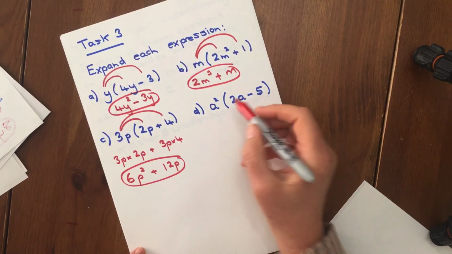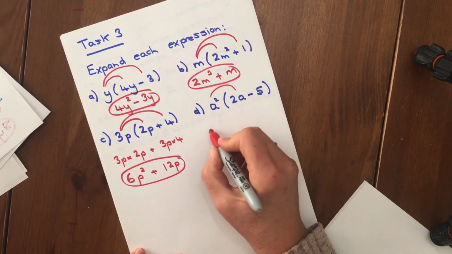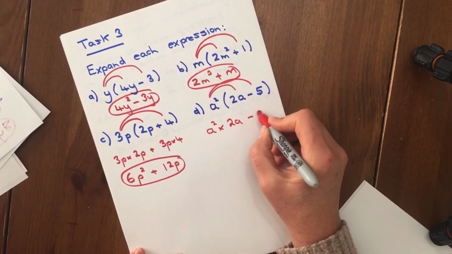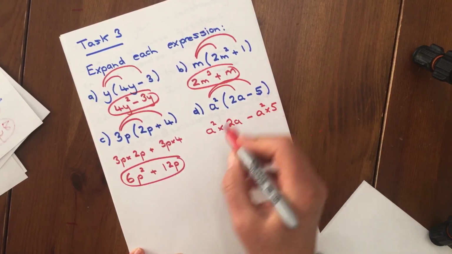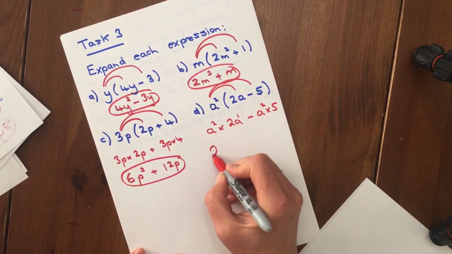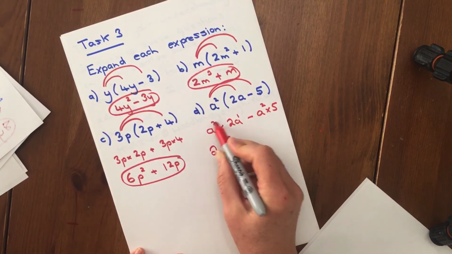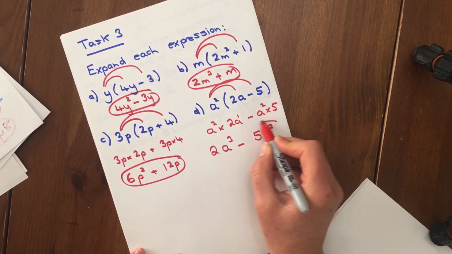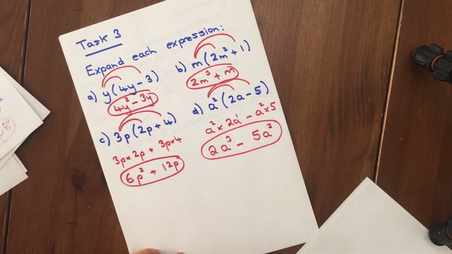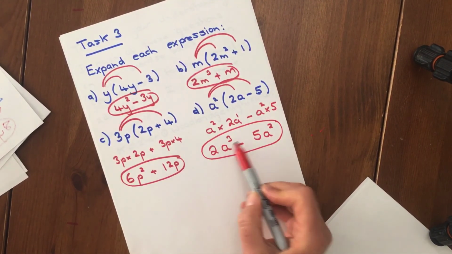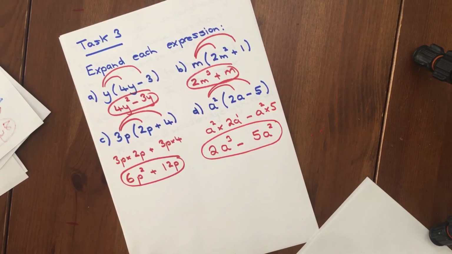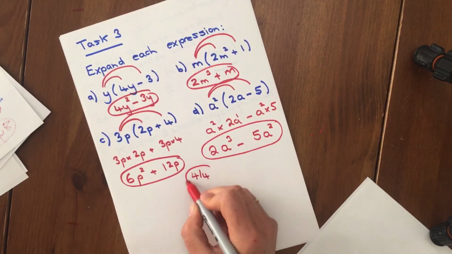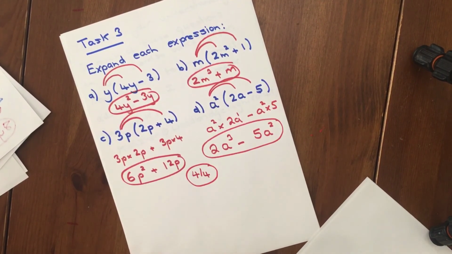And the last one, D, a squared times 2a minus a squared times 5. Here you go, I add the powers. I've got 2 lots of a cubed. 2 add 1 is 3. Minus in shorthand, numbers before letters. And that's my end solution. Remember, I cannot put a cubed and a squared together. They are unlike terms. Give yourself a mark out of 4 and correct any mistakes that you've made.